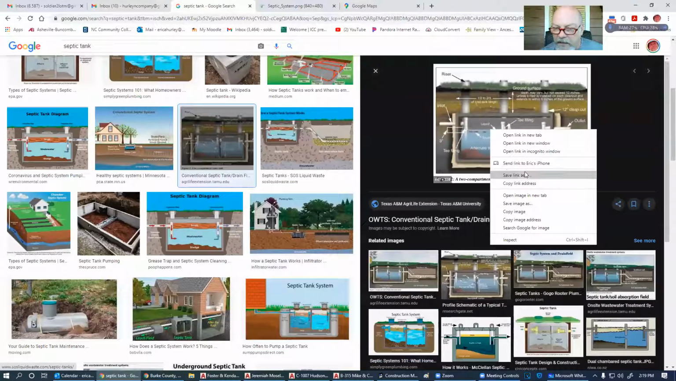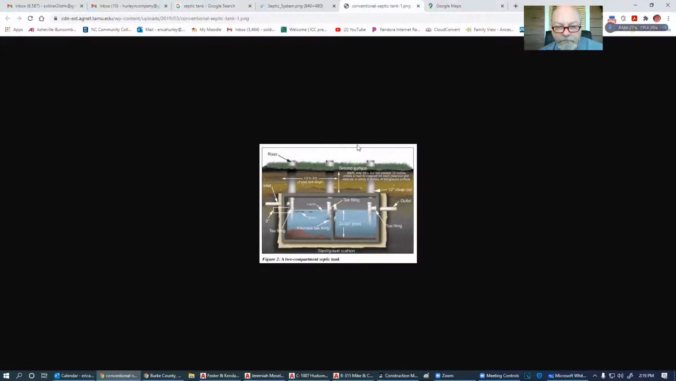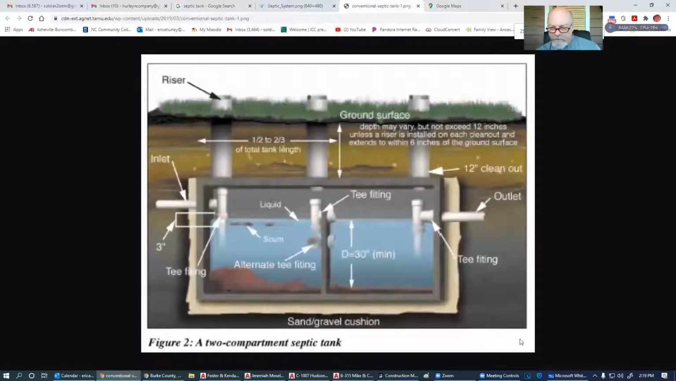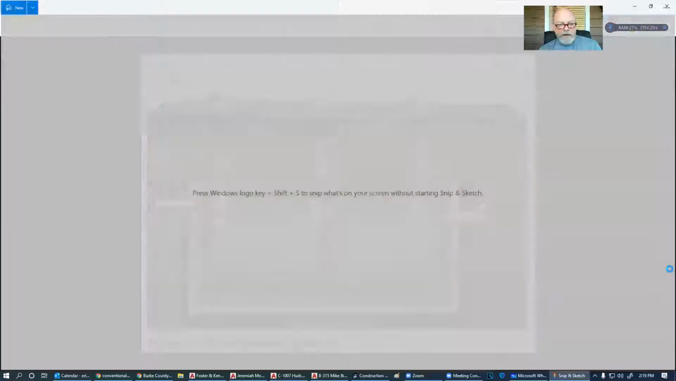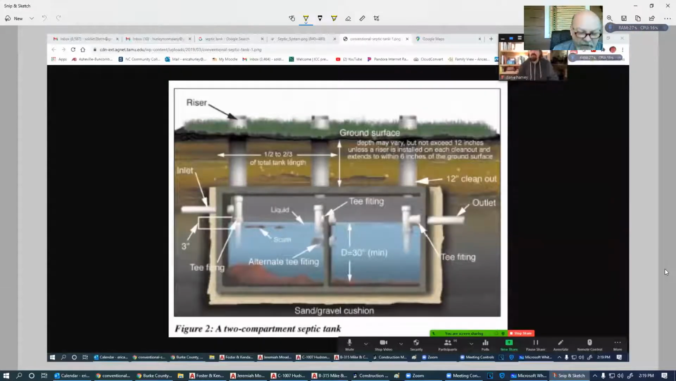And let's look at the septic tank itself. So the septic tank has two compartments. It has an inlet where it comes from the house, and it has an outlet where it goes to the drain field.